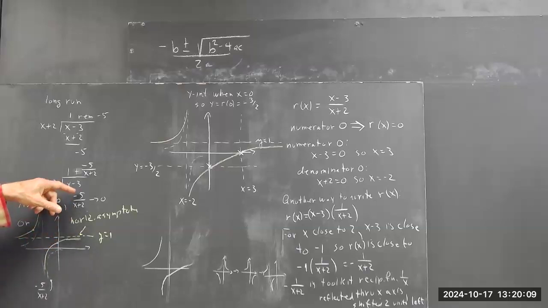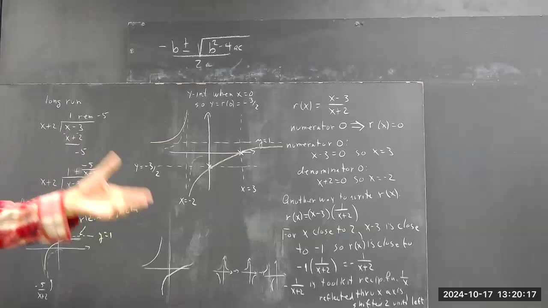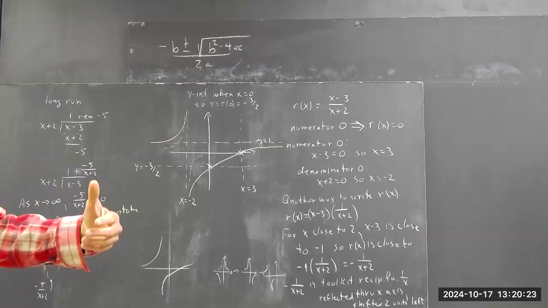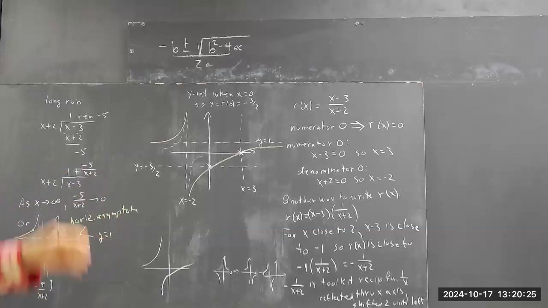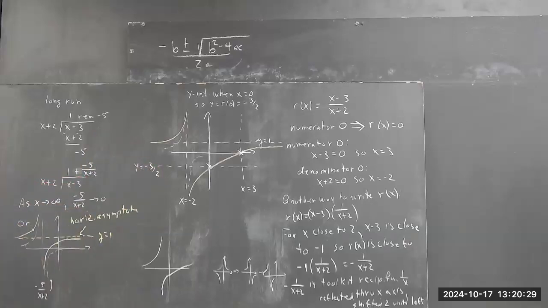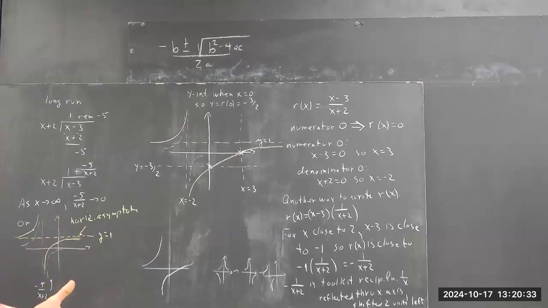Ask yourself, if you divide -5 by a really big number, don't you get a number close to 0? Well, if you divide -5 by 1,000, you get -0.005. Divided by a million, you get -0.000005. Okay, negative, but it gets closer and closer to zero as x gets bigger and bigger.